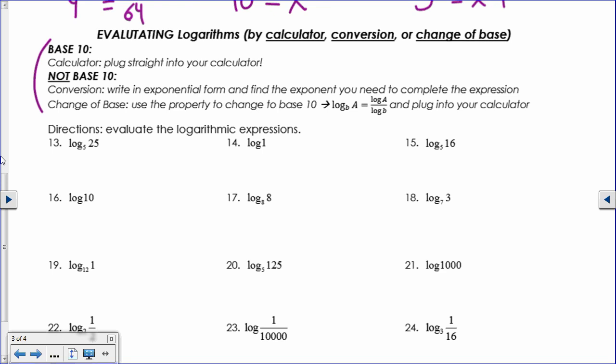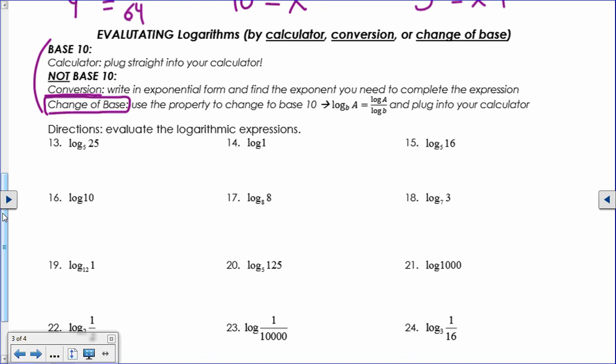So if you see in any of these examples, you don't see the base written, you just see log of something, that's what you can use your calculator for. So if it's base 10, just plug it straight into your calculator. If it's not base 10, so like this one, see how it's log base 5? We have to do something different. It's called change of base. This method called conversion only sometimes works, so I'm not really going to dwell on that one. Change of base is always going to work, so I'm going to focus more on that method.